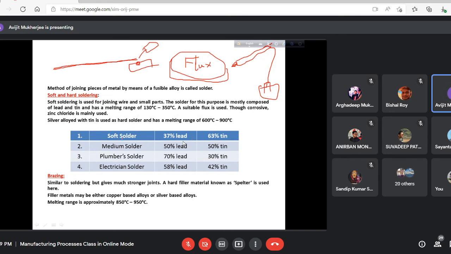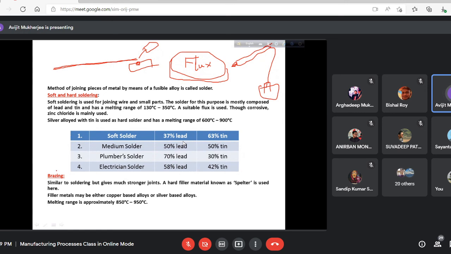Number one is soft solder, where 37% is lead, 63% is tin. If it is medium solder, 50% lead, 50% tin. Plumber solder, 70% lead, 30% tin. Plumbers make the water connections, etc. with 70% lead, 30% tin. But electricians use 58% lead, 42% tin.